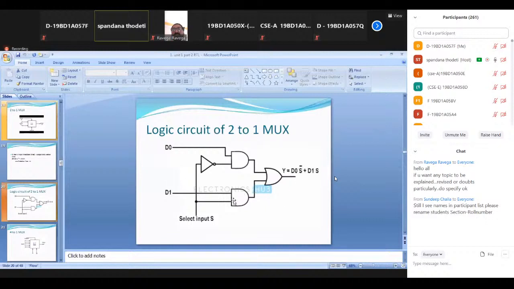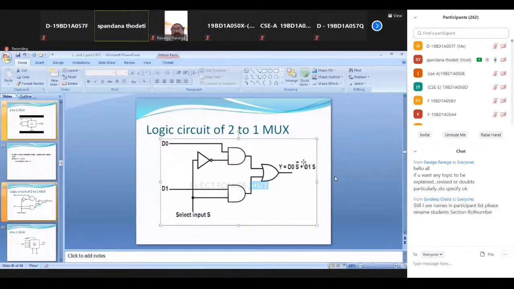S equal to 0 means, when you consider the default value for S as 1, for S equal to 1, then how to write 0? S complement. Whenever S is 0, which input line is selected? The line connected to the zeroth line, that is D0. Only one input is selected, either D0 or D1. D0 is selected when S equal to 0. Similarly, D1 is selected when S equal to 1. So in this way, you can construct the logic circuit of a multiplexer.